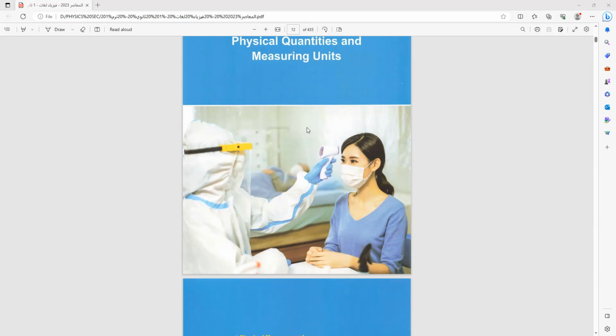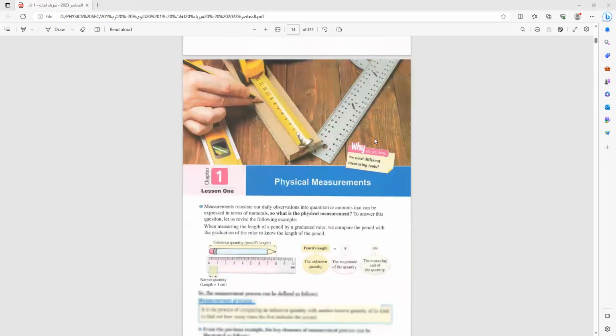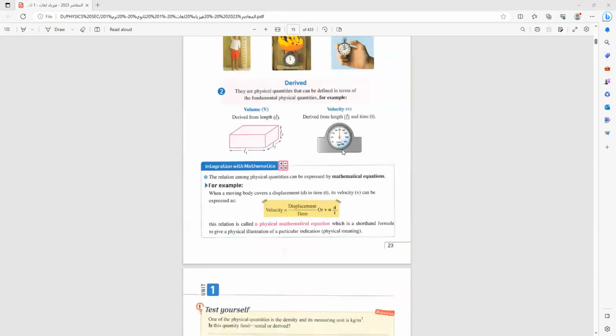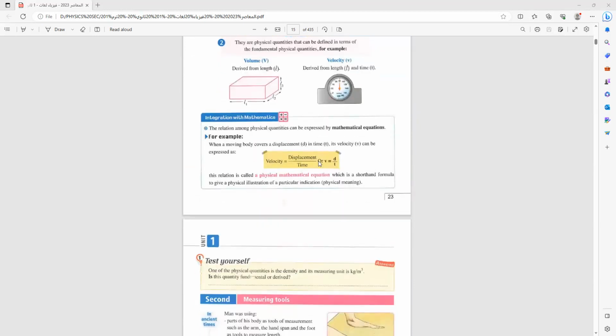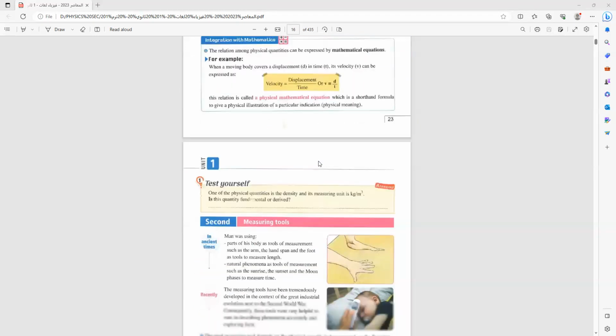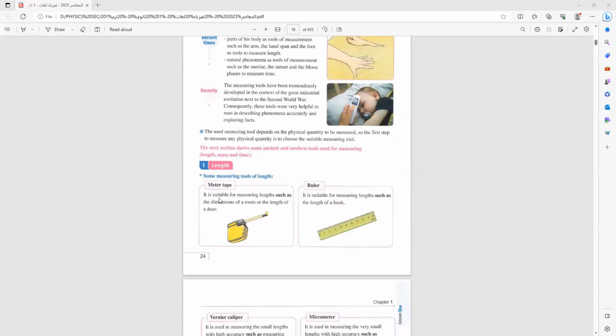What is the length of your room side? For example, it will be 5 meters, not 5 centimeters. What is the tool used to measure the length of your room side? Is it a ruler? No. It is a meter tape or graduated tape.